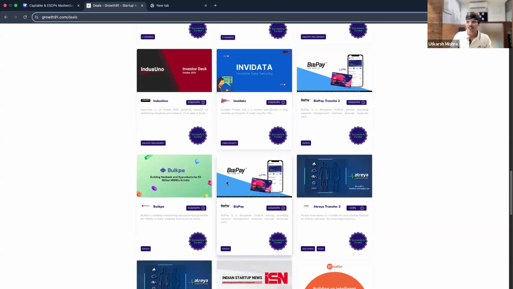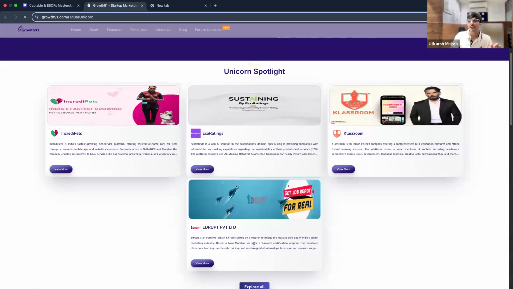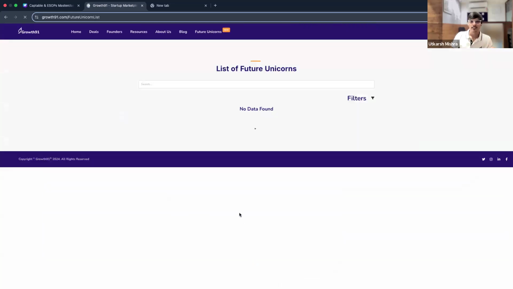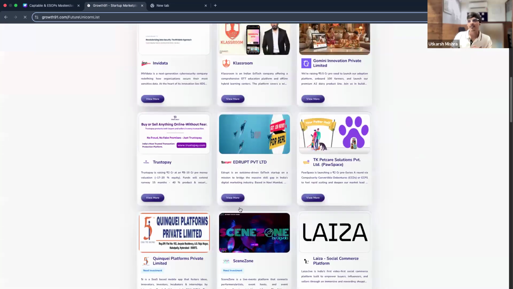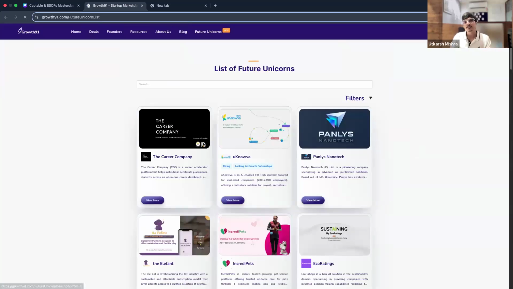Now these are the completed deals that we have already done. Now there is a section called Future Unicorn, right? If you onboard your startup here, your startup will get all the visibility to all the investors, stakeholders, customers, and everyone. We keep on arranging exclusive webinars as well. We have also planned some offline meets, so that can also be enabled through this platform.